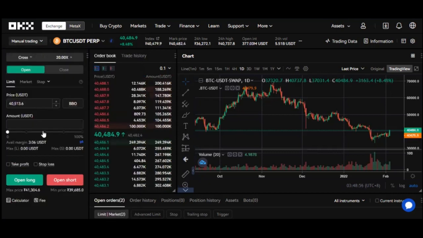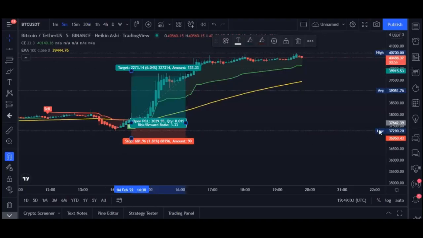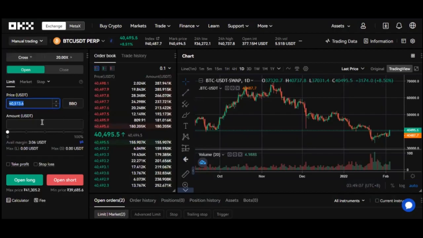When I select BTC USDT perpetual, I want to use a limit order. When I go ahead and click on the limit order, I'll put the entry price which we got here, which is 37,642. That is our entry price, okay?